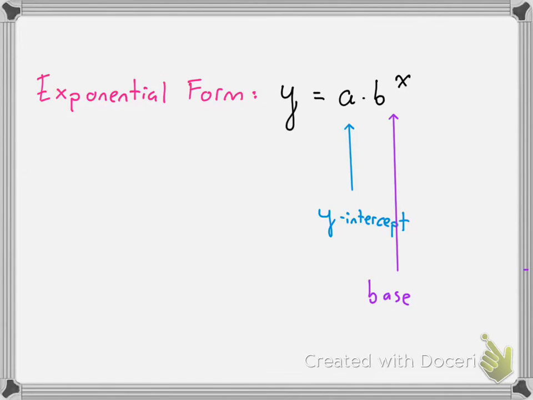to call our base. Our base value is always going to be greater than 0, and you can think of that as your rate. So our rate is going to tell us some important things of how that graph is going to look. So these two details are important here.